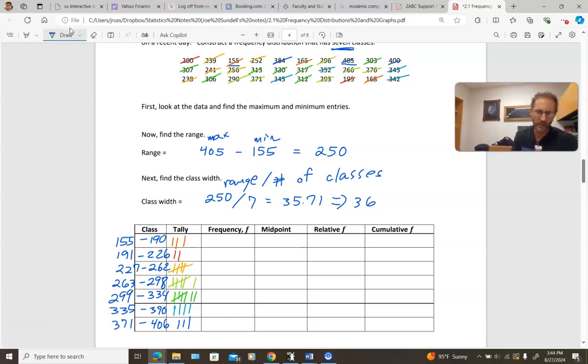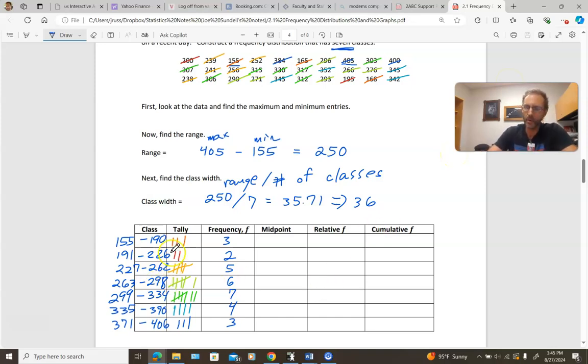the frequency in the first class is 3. In the second class, it's 2. In the third class, it's 5. Fourth class, it's 6. Fifth class, it is 7. And then we've got 4 and 3. Okay?